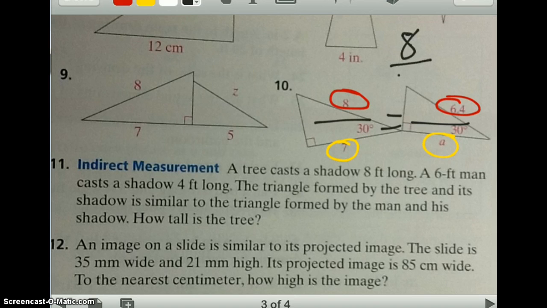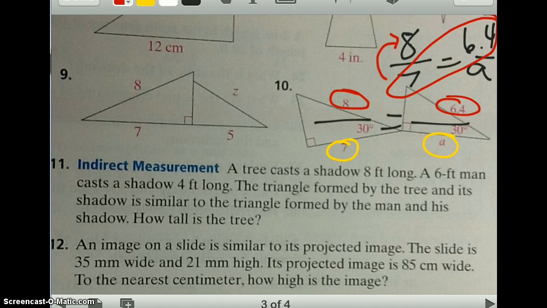So 8 over 7 equals 6.4 over A. And so I just take out my calculator. I multiply, so 6.4 times 7 equals, and then divide by what's left. And away you go. So that's the first several questions on your assignment.